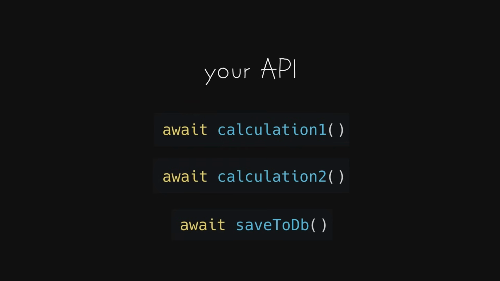If you had this as a single API file, then you would have to handle retries on the client and go through expensive calculation 1 again, even though it was successful, and do the second one again and then write to database, right? That's pretty inefficient because you need to repeat steps that previously worked. And now comes problem 2, right?